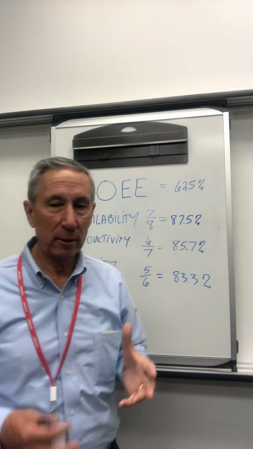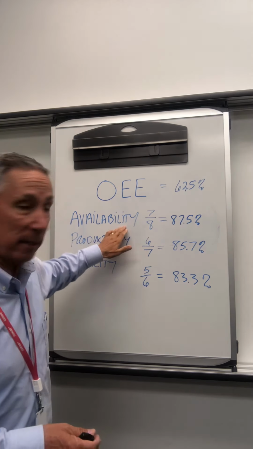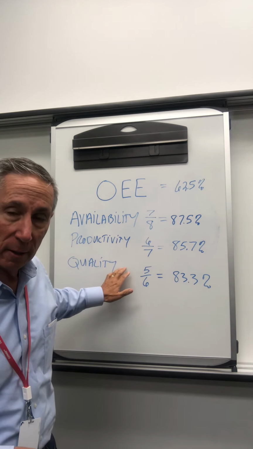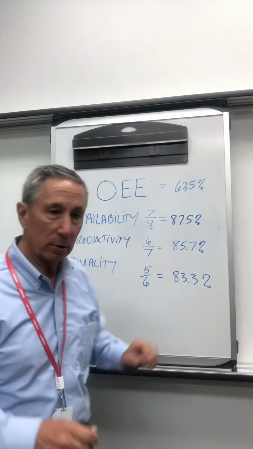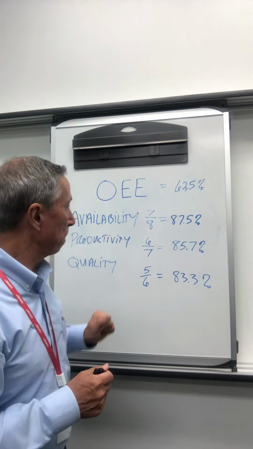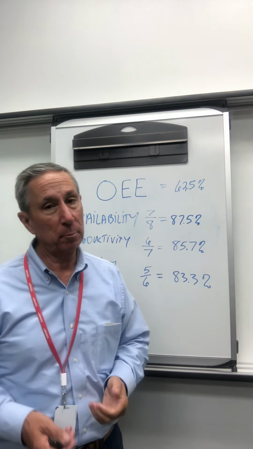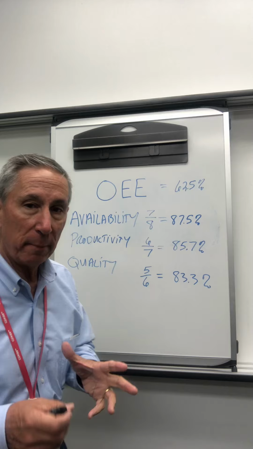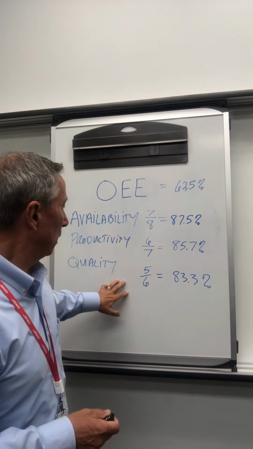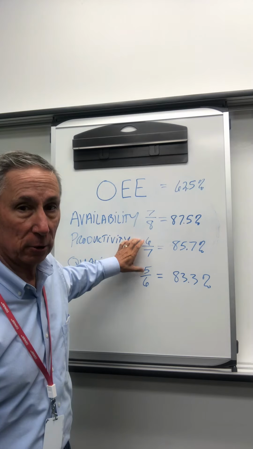Now the important thing about OEE isn't so much the percentage, but when you understand availability, productivity, and quality, it's understanding the losses and where your losses are and how you drive root cause fixes. So that's overall equipment effectiveness. It's an important tool, and even if you don't measure it specifically, you can really study these categories and understand where your losses are.